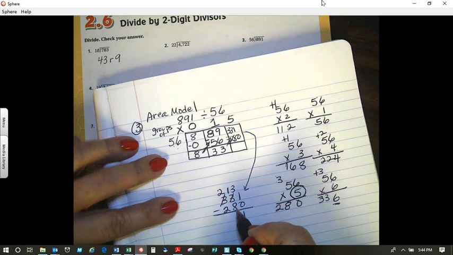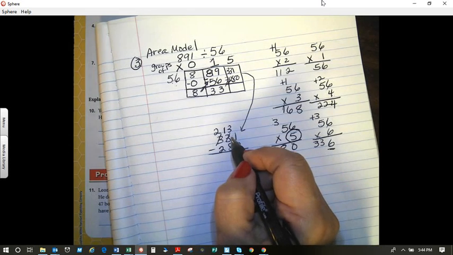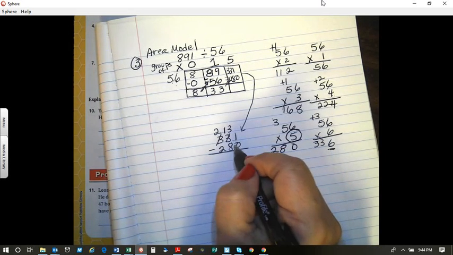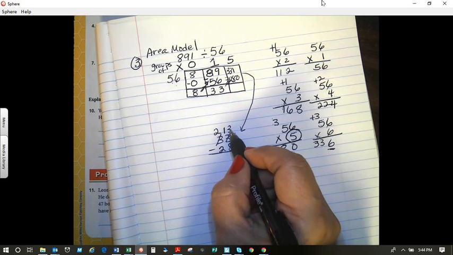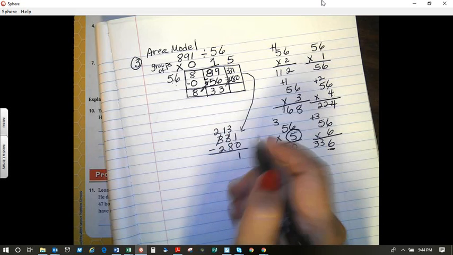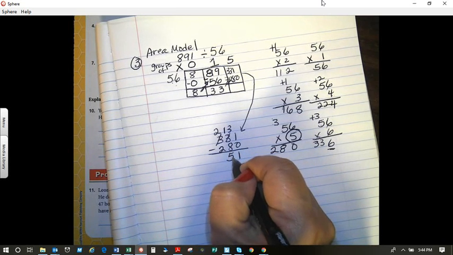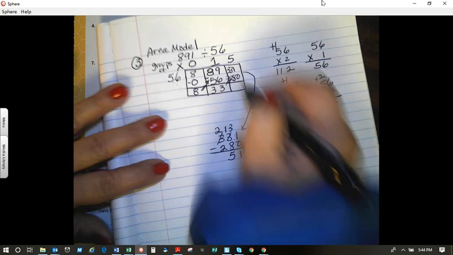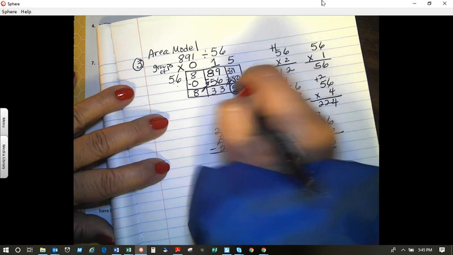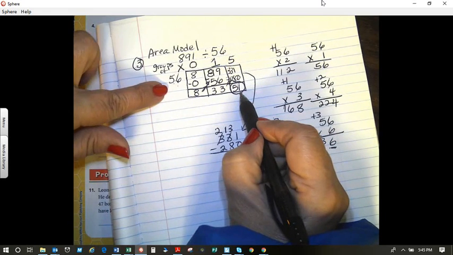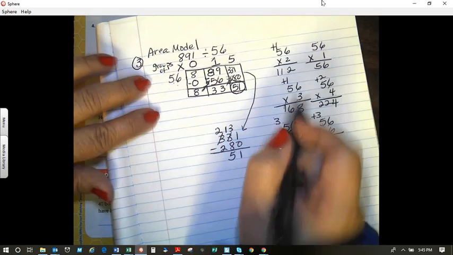So how many 8s, or how far away from 13 are we? I got my operations confused. So what are we looking at? 8. How close am I to 13? Yeah, so it's going to be 5. So it's 8, 9, 10, 11, 12, and 13. So my remainder is 51. And I can stop right there. Is 51 less than my divisor? Yes. So that's my remainder.